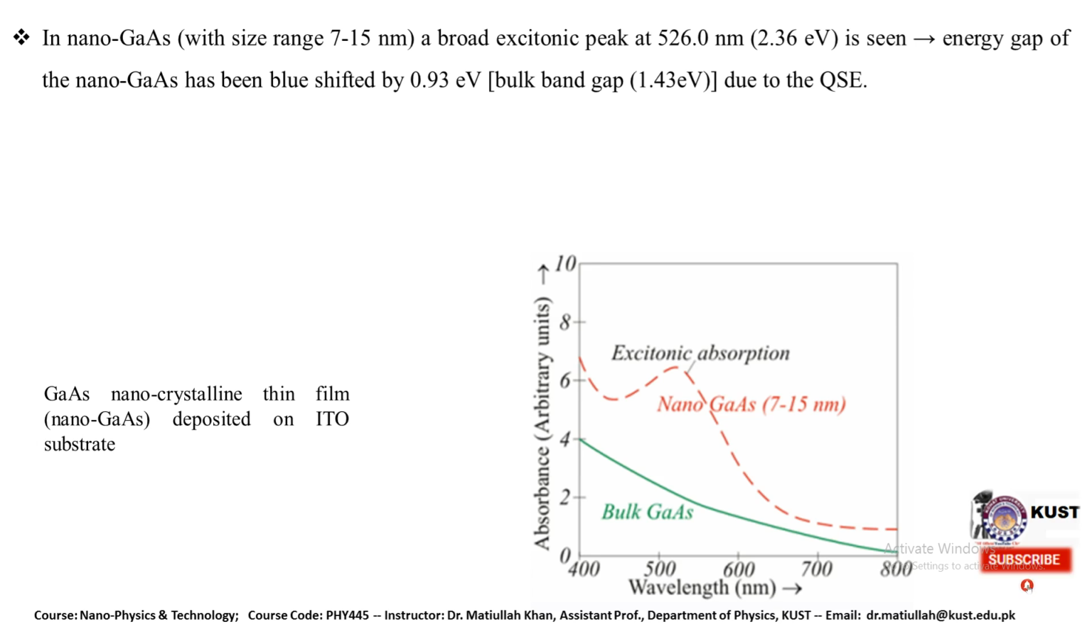Here is a curve between the wavelength and the absorbance of that material. So we can see here a bulk GaAs. This is the spectrum or the curve of the bulk GaAs. But if we reduce the size, there is another peak found at around 426.0 nanometer, and that is possible due to the reduction in the particle size.